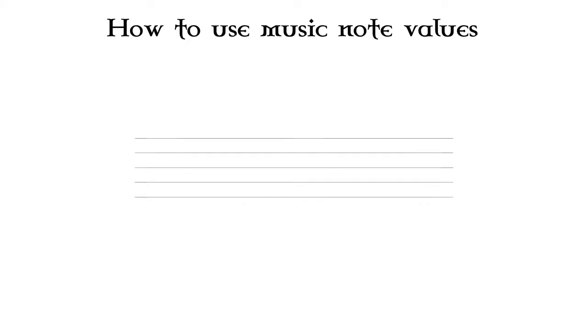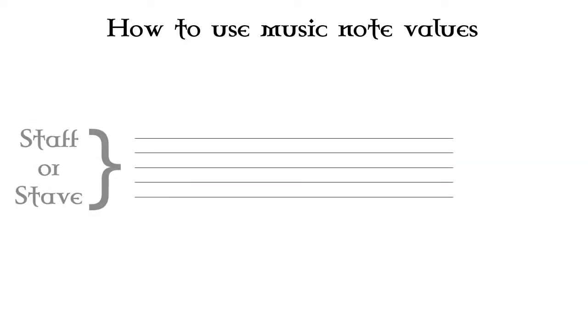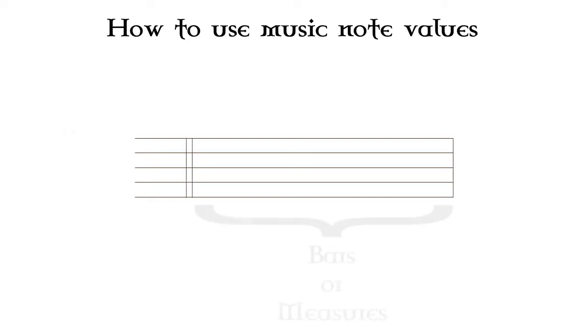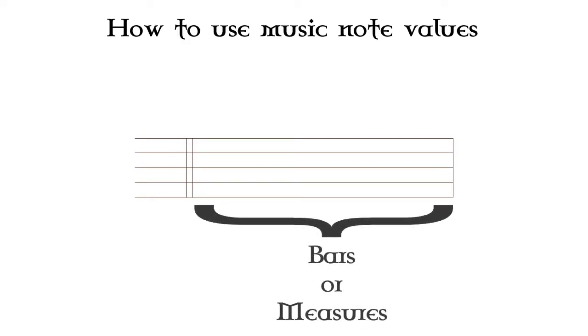Here's how to use music note values. In order to use music note values, we need to display them in a standard form. This is done by using the stave or staff, which is made up of 5 lines. The stave or staff is then divided into bars, or measures. These are used to indicate the number of beats required, as well as breaking the song into manageable sections.